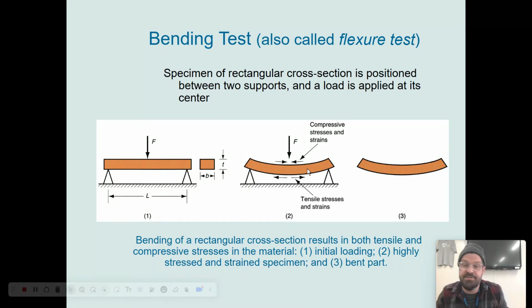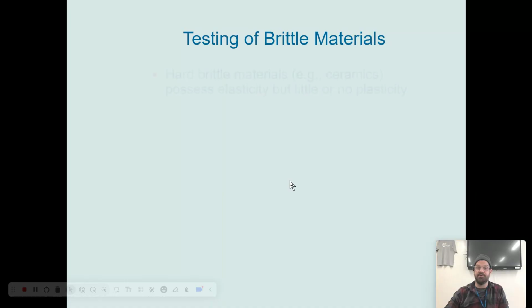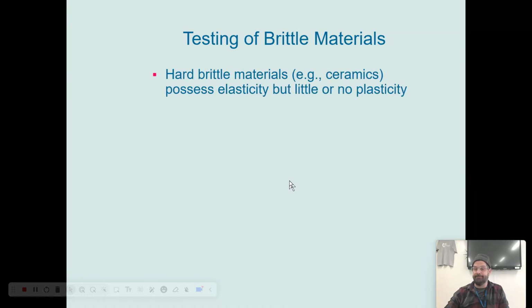Right? I hope that makes sense. And eventually what happens is, on a bending test, the tensile stresses on the bottom become too great and the material pulls apart and is permanently deformed and fractured. Okay? That's ultimately what you're doing on a flexure or bending test.